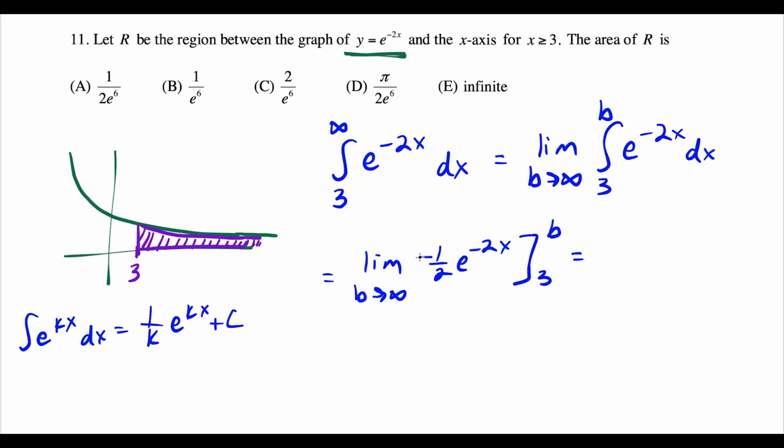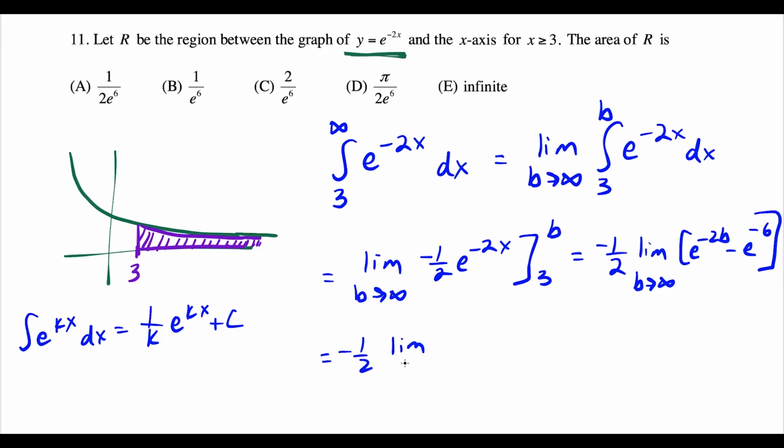So what I like to do with these kinds of questions is I take the constants out. So negative 1/2 I write in front of the limit, and I have the limit as b goes to infinity of e to the negative 2b, and then minus e to the power of negative 2 times 3, which gives us negative 6. So we're just plugging in here. So now I just have to simplify this a bit. This is going to be equal to negative 1/2 times the limit as b goes to infinity, and this I could just rearrange a bit. This is 1 over e to the 2b minus 1 over e to the 6.